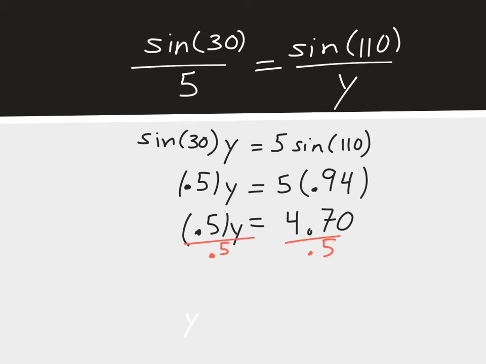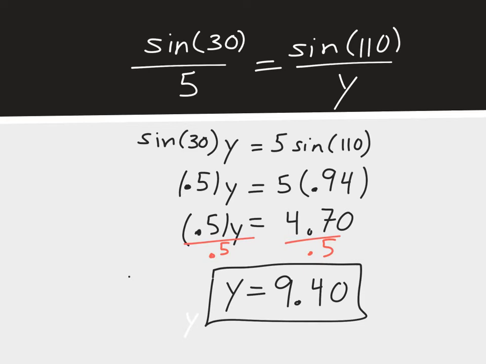And again, that's a bit tricky to do without a calculator. It's much faster with one, so let's go ahead and use it. And now I've got y is equal to 9.396. So again, that's going to round to 9.40. And so my y value is going to be 9.40.